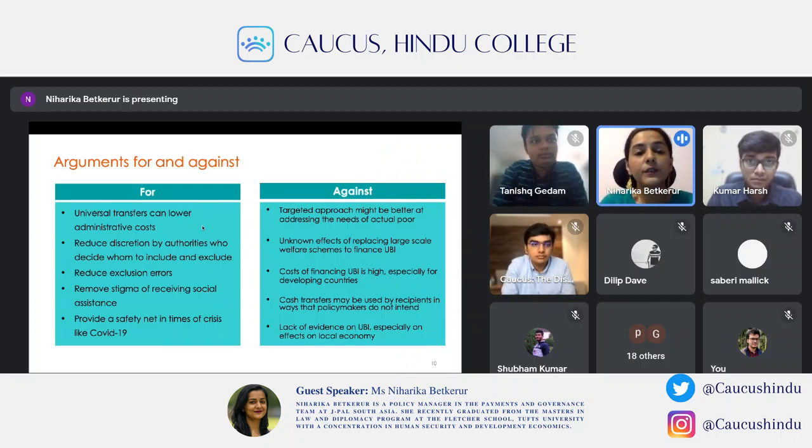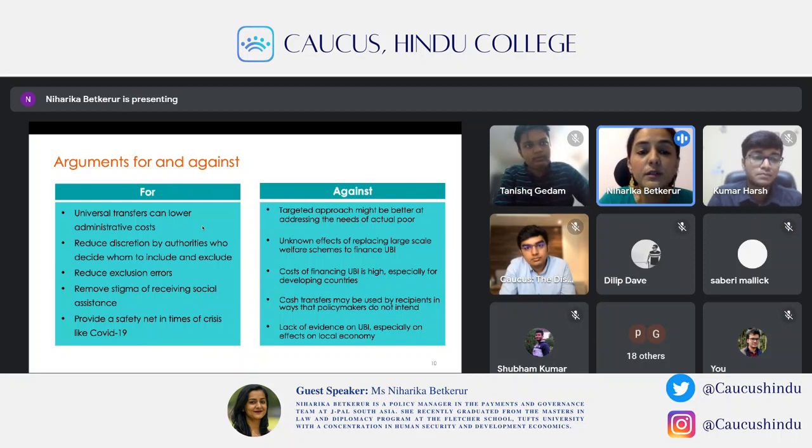But what are some of the arguments that proponents of UBI use, and what are some of the arguments that critics use? So in terms of arguments for, universal transfers can lower administrative costs. Essentially, governments right now spend a lot of time verifying eligibility, authenticating beneficiaries, and ensuring that they are meeting the conditions for the cash transfer. So there are a lot of administrative costs currently, which can be lowered, if not completely done away with, by using universal transfers.